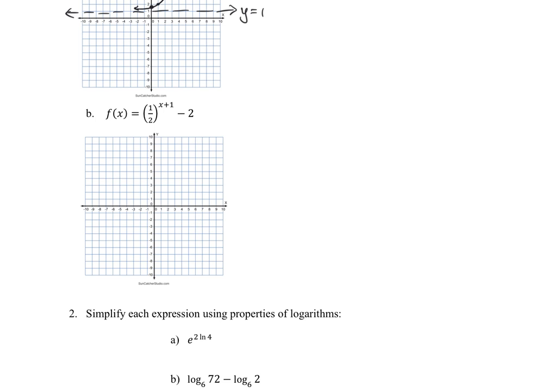For part B, we have a vertical translation down 2 units. So now the horizontal asymptote will be right here at y equals -2. So when x is equal to 0 for the y-intercept, we have 0 plus 1. It's 1. 1/2 to the first power is 1/2. 1/2 subtract 2 is -1.5.